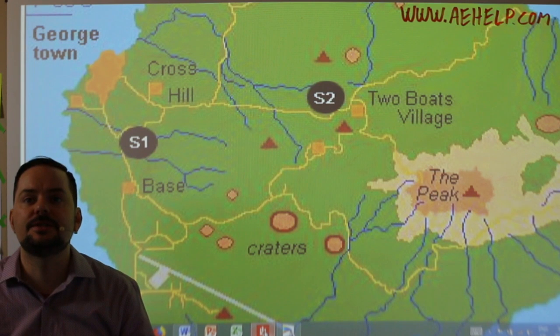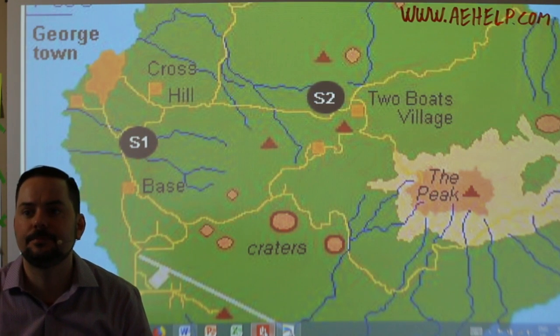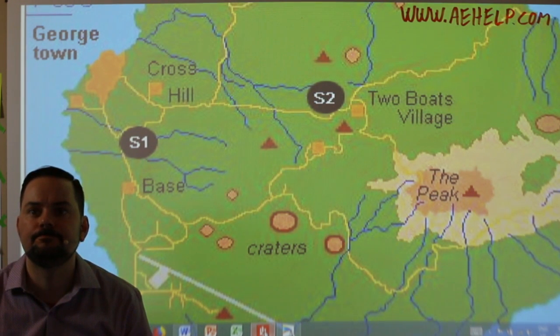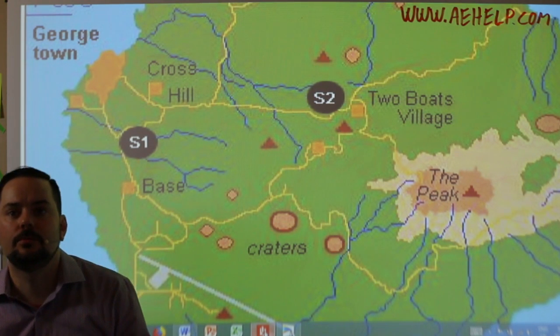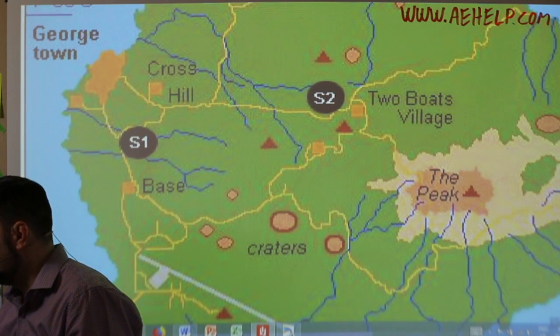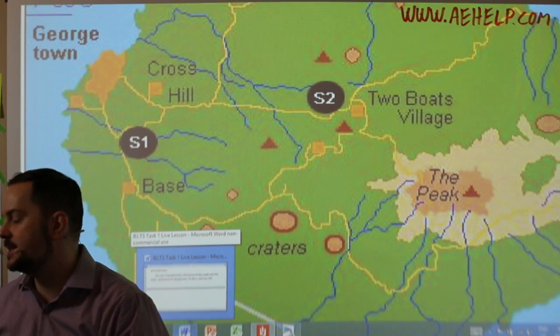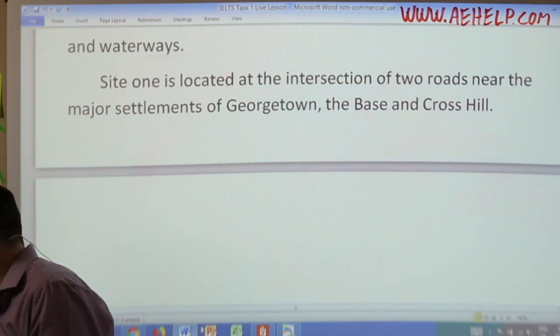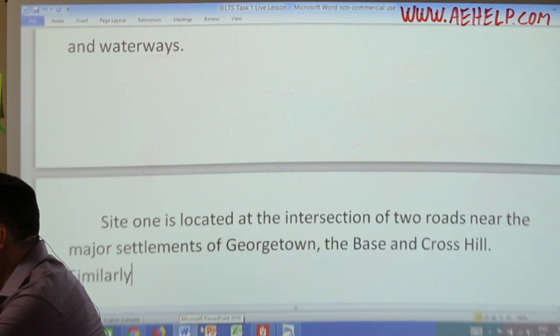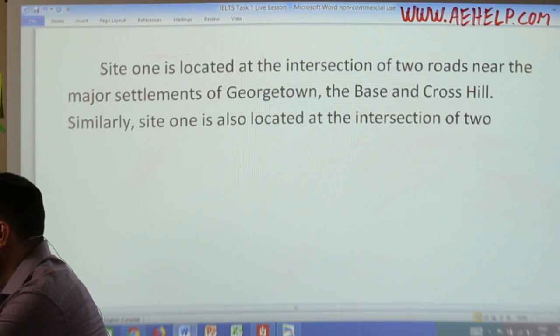Yeah, Raya, very good. Compare it to Site 2. So what is a good comparison of Site 2 here? What is similar in Site 2 to Site 1 in this case? The roads, that's right, Fatime. The roads, the intersections, that's similar. So let's start with that and say similarly, Site 2 is also located at the intersection of two roads.